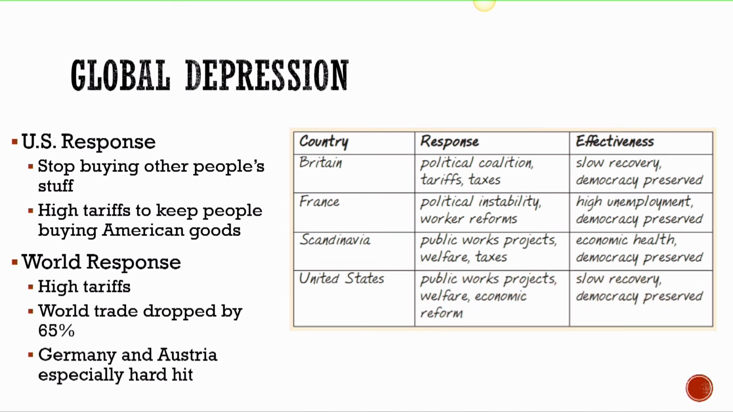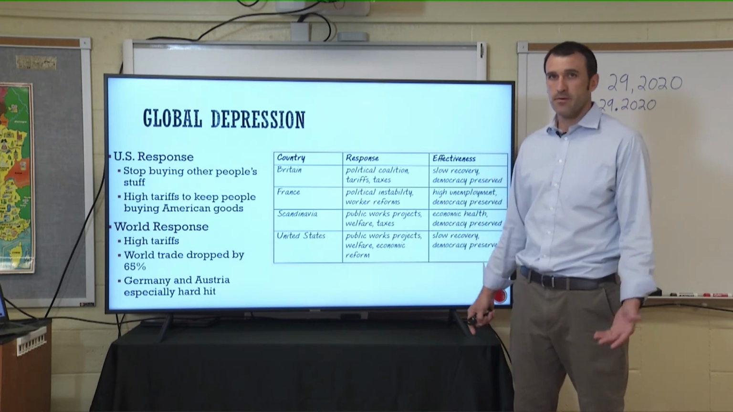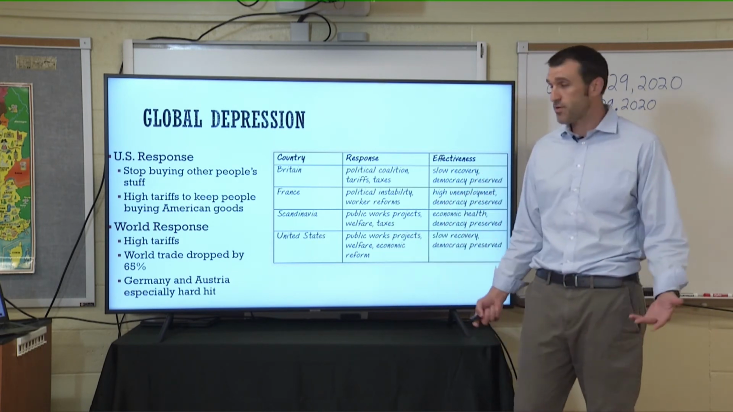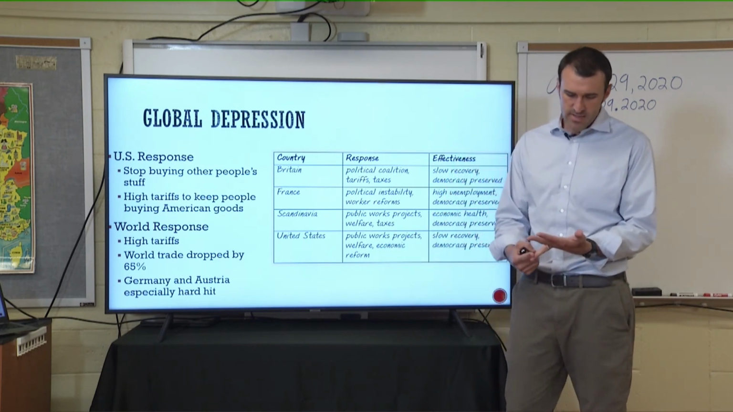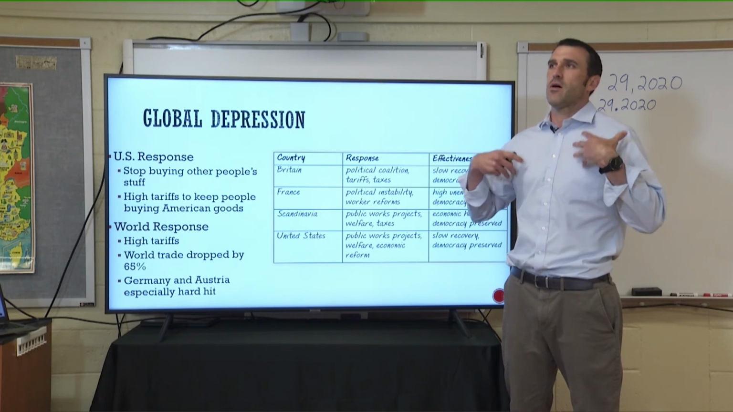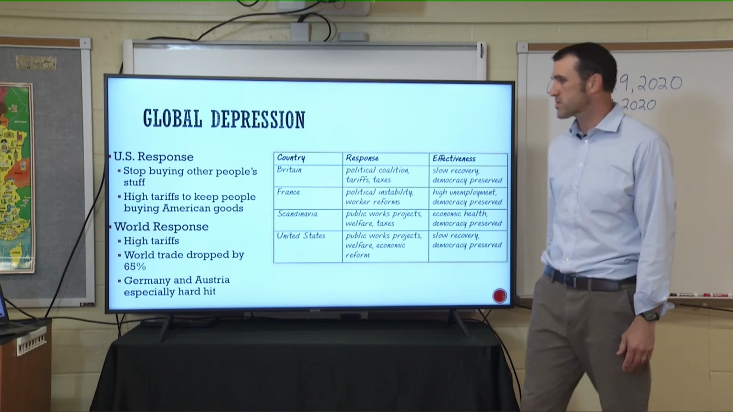What about the United States? New president, FDR, Franklin Delano Roosevelt, instituted large public works projects as part of what he would call the New Deal. Welfare reforms were instituted to try to provide for the poor and elderly, things like Social Security instituted during that time, as well as economic reforms with the banking system and stock market, to try to build American trust back in the economy. And there was a slow recovery and democracy was preserved.